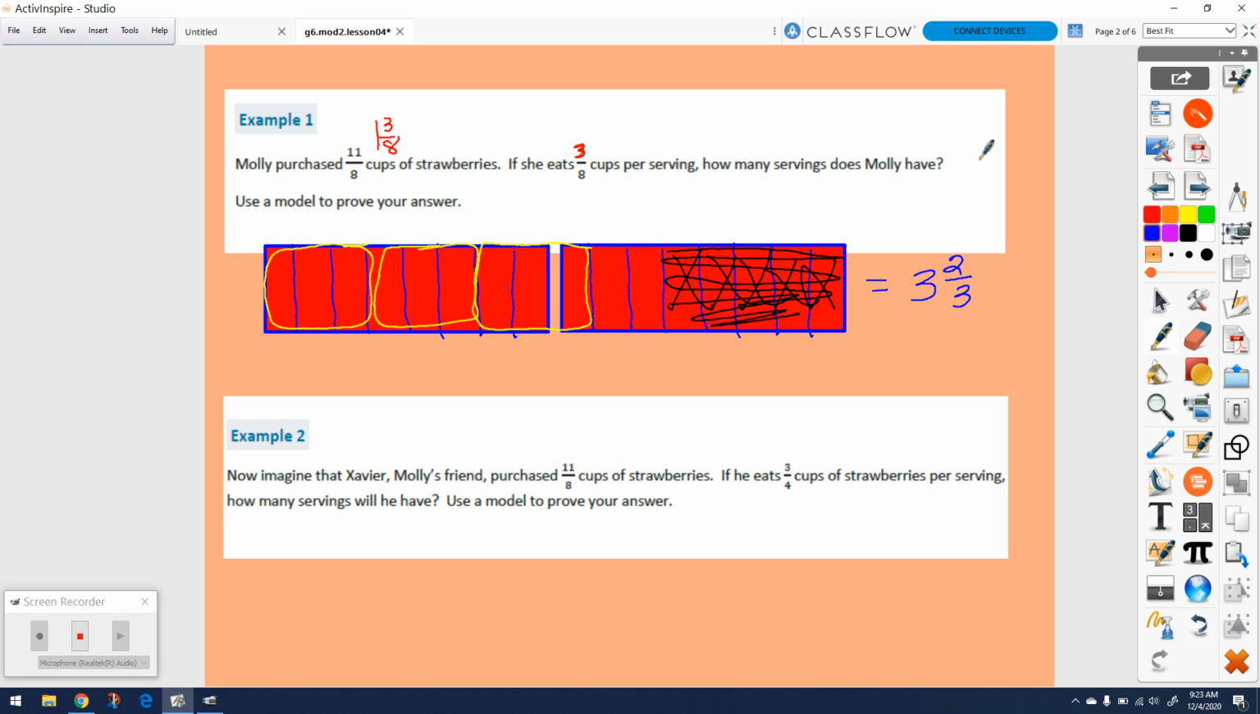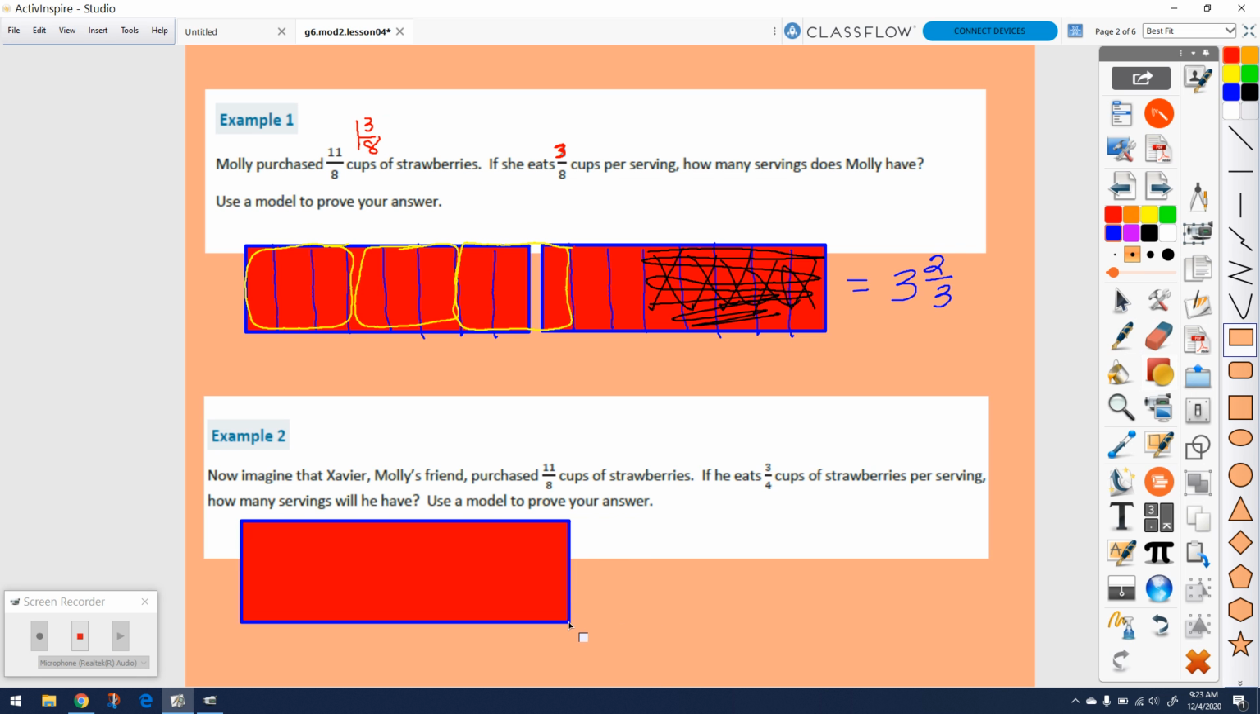Now let's look at example 2, top of the next page. This one says Molly's friend Xavier also has that same amount. He needs 3/4 of a cup of strawberries to make a batch of tarts. How many batches can he make? So again, it's a little different than my wording, same numbers. Okay, so we're gonna go ahead.